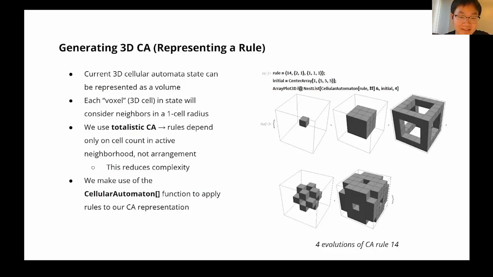So on the next slides, we're going to explain more specifics on how we did all of this. I'll talk about the generating 3D cellular automata part. I'll first introduce how we represent the rule in our project. So our current 3D cellular automata state can be represented as a volume, right?